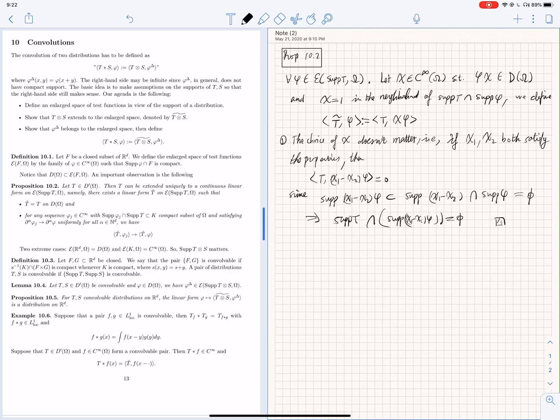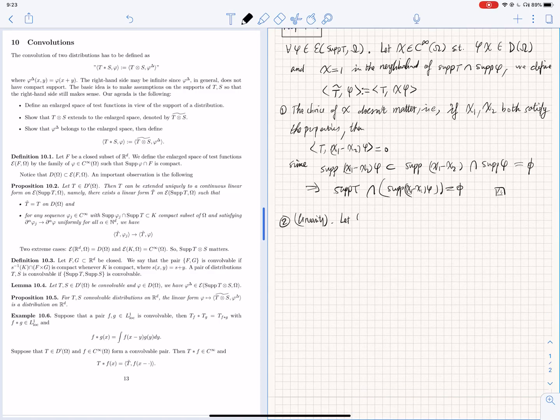So then the next step will be to show that this is a linear form. So let's do this. We are going to show this linearity. To show that, we consider phi 1 and phi 2, which both are taken from this enlarged space of test functions on omega. Then we consider a C infinity function chi such that chi phi 1 and chi phi 2 are both test functions. Okay, so there are two functions.